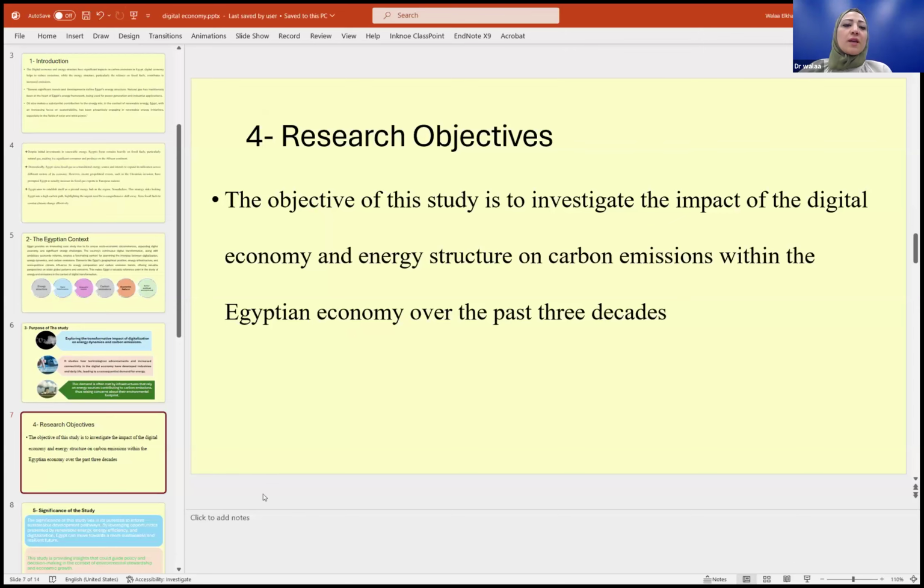The research objectives. The objective of the study is to investigate the impact of the digital economy and energy structure on carbon emissions within the Egyptian economy over the past 3 decades.